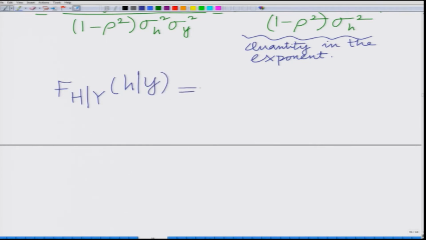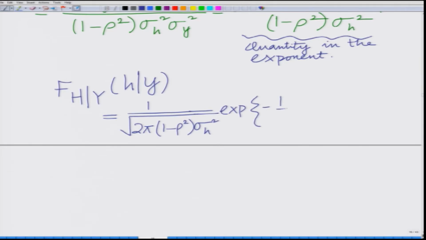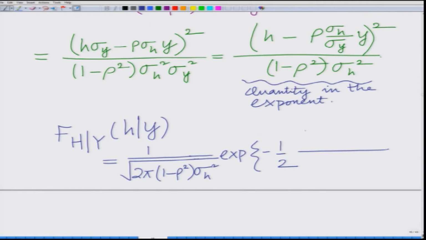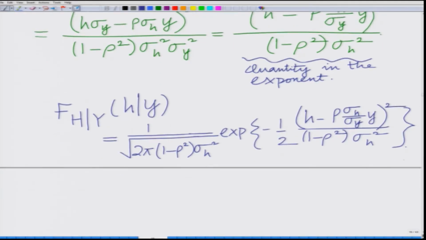The multiplying factor is 1 over square root 2 pi 1 minus rho square times sigma h square, e to the power of minus half, h minus rho sigma h by sigma y times y, whole square divided by 1 minus rho square sigma h square. Okay. So, this is the joint probability density function.